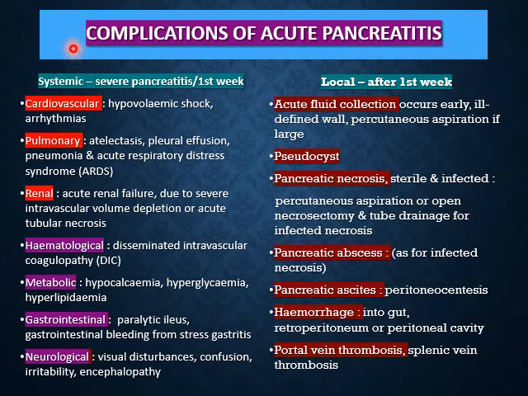Next, we come to the complications of acute pancreatitis. There are two broad groups. One is systemic complications due to severe pancreatitis, which occur during the first week of the illness, and the other is local complications, which are usually due to milder pancreatitis and occur after the first week of the illness. Under the systemic complications, you have cardiovascular problems, hypovolemic shock and arrhythmias, pulmonary atelectasis, pleural effusion and pneumonia. Sometimes ARDS can also complicate.